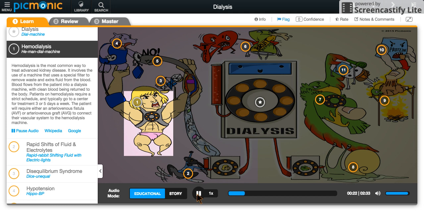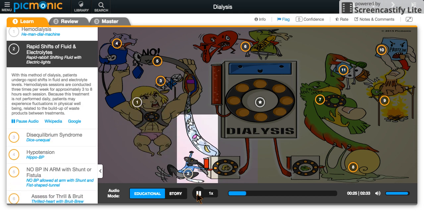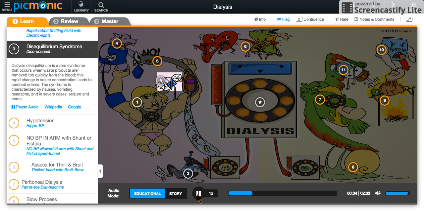impurities in the blood. With this method of dialysis, patients undergo rapid shifts in fluid and electrolyte levels, shown by the rapid rabbit, shifting fluid with electric lights. While rare, this can lead to disequilibrium syndrome, represented by the dice that are unequal. This occurs due to the rapid removal of waste products from the blood and is characterized by nausea, vomiting, headache, and in severe cases, seizure and coma.